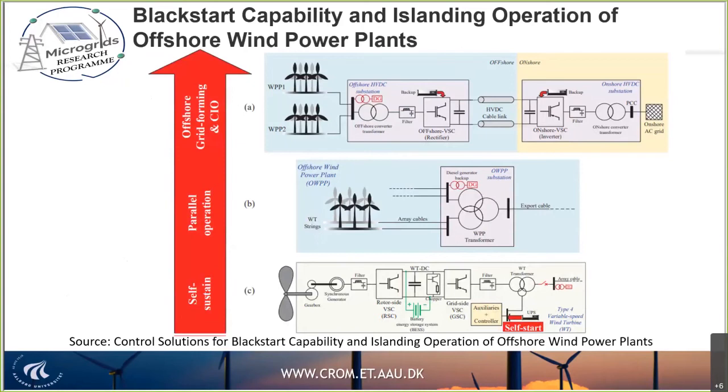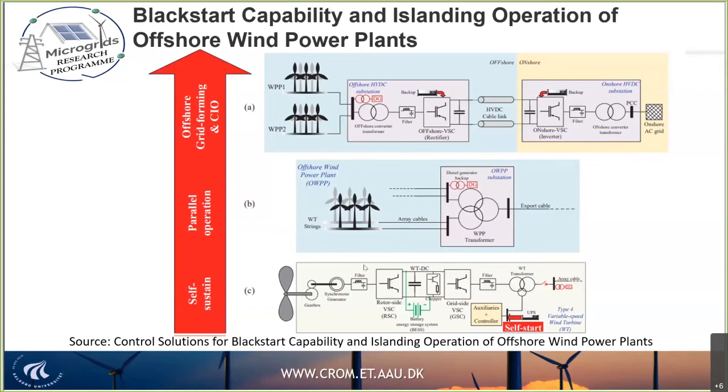So you can see this is from an ongoing project right now. Some colleagues from DTU and Valencia and many other universities and companies are trying to provide black start capability and islanding operation for these offshore wind plants. And they define different levels. One is more self-sustained at the wind turbine level, adding battery systems, but also additional self-starts for those wind turbines once the blackout occurs and then they want to restart. The next level is the parallel operation of all those systems.